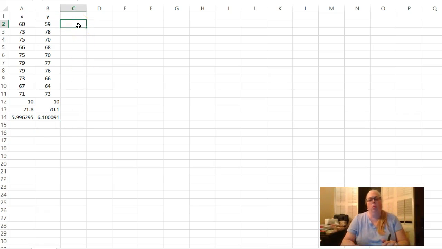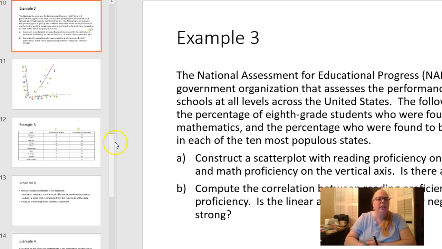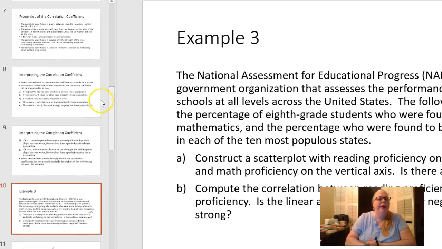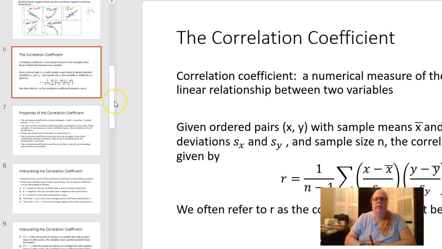Now, what we're going to have to do is take each x, subtract the mean, divide it by the standard deviation, and then take each y, subtract the mean, and divide it by the standard deviation, and then multiply all those together. And then we're going to have to add all of those together, okay? Because the formula, which is back here, is very intimidating looking.